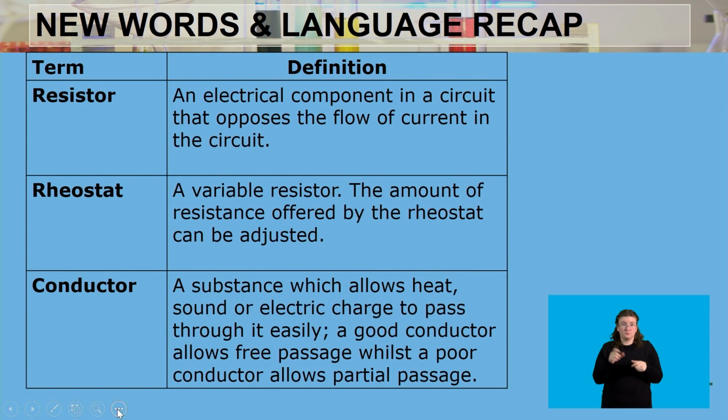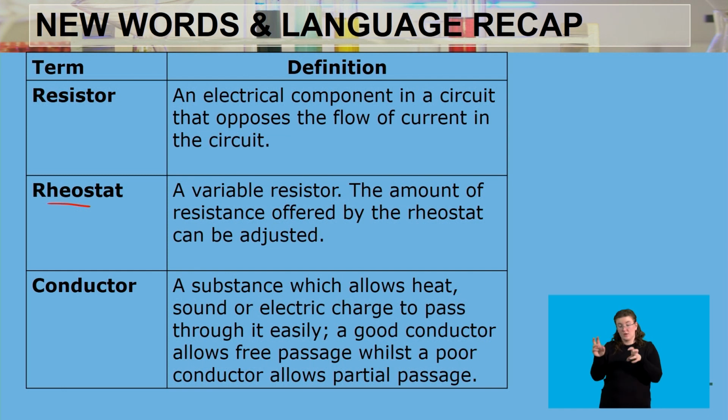And furthermore, we used words such as resistor, an electrical component in a circuit that opposes the flow of current in the circuit. Whereas a rheostat now, that's a variable resistor. And we are saying that a variable resistor is going to control or regulate the amount of resistance that is offered by each resistor. So basically, we can adjust the resistance of that particular resistor.